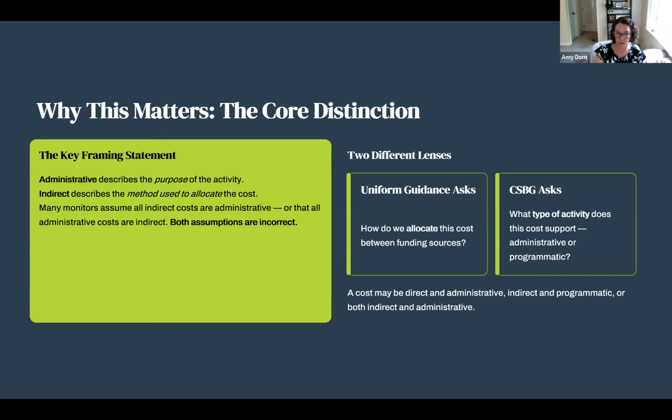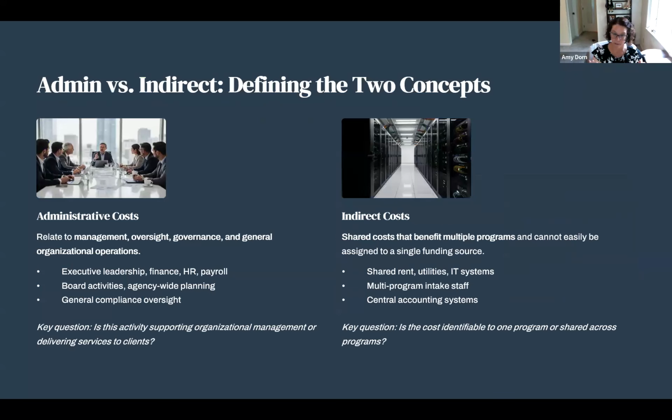So a cost can be direct and administrative. It can be indirect and programmatic, or it can be indirect and administrative. It can be all the things. Both things can be true at once. So administrative costs are going to be, as you can see on here, related to management, oversight, governance, general organizational operations, things like board activities, writing the agency-wide plan, succession planning, compliance oversight just in general, executive leadership, making sure the payroll tax returns get filed on time.